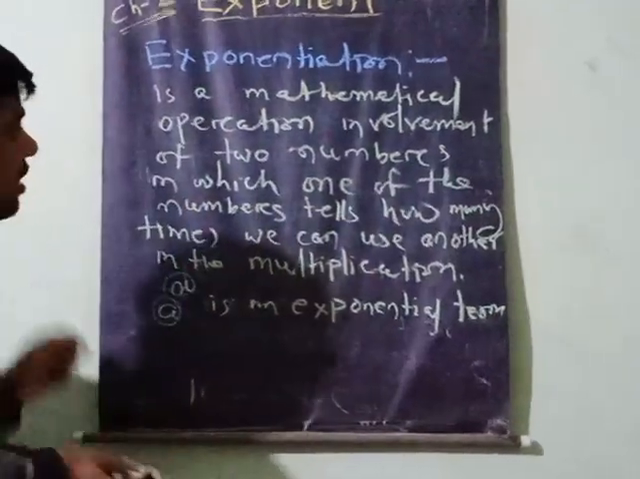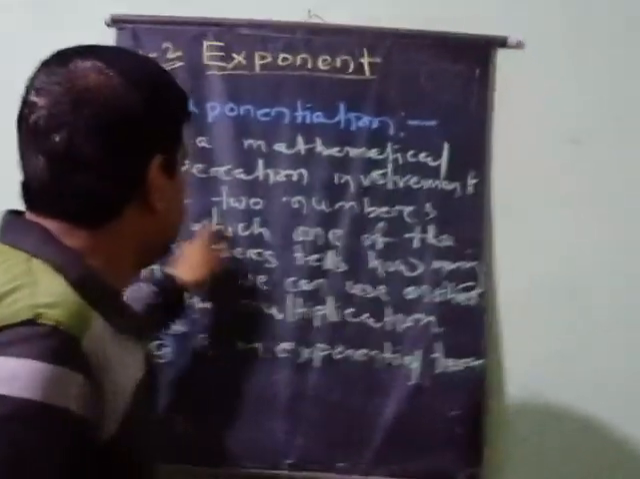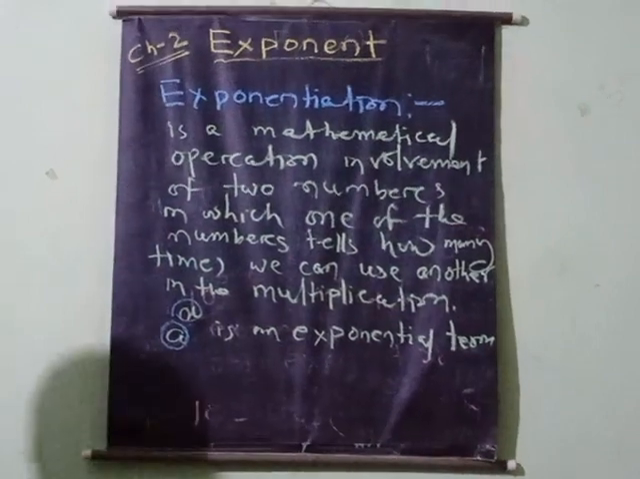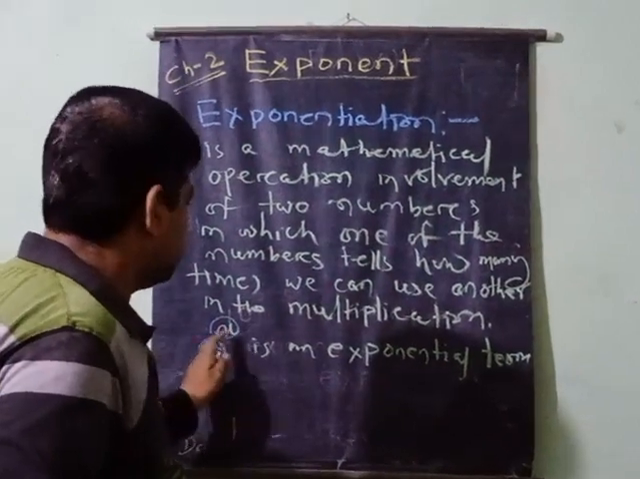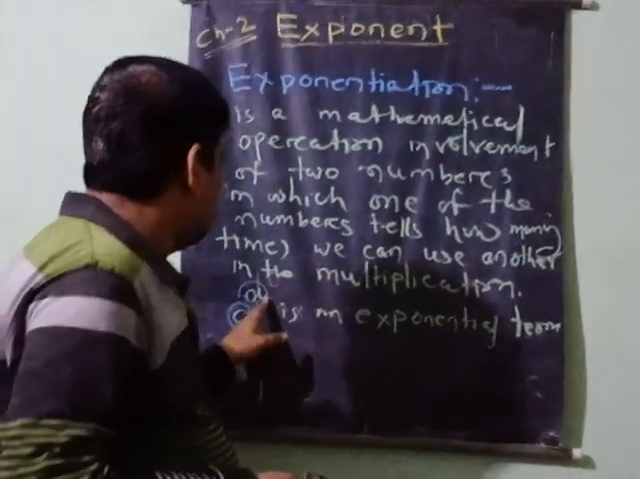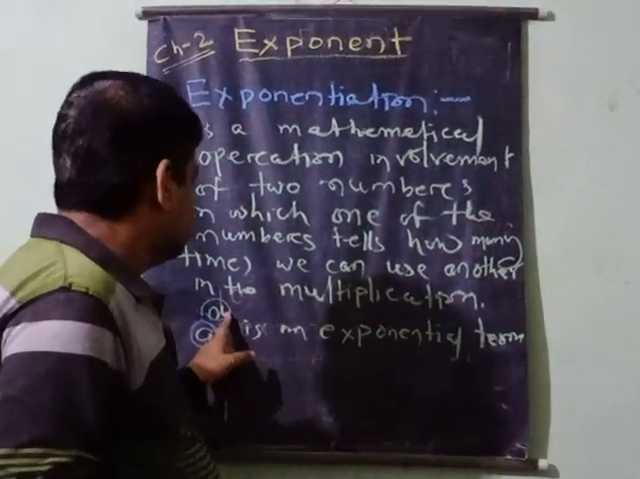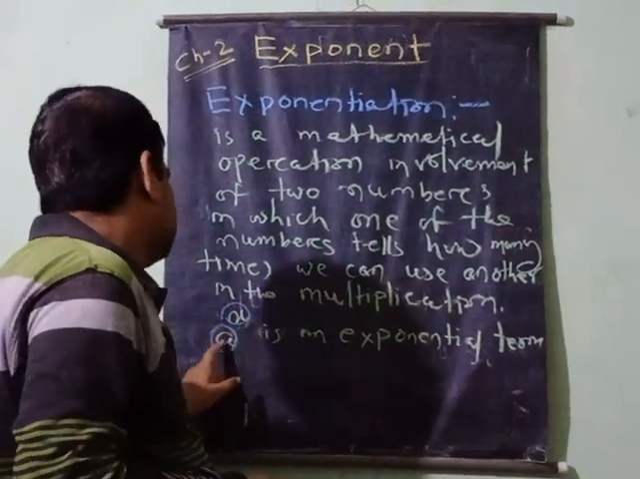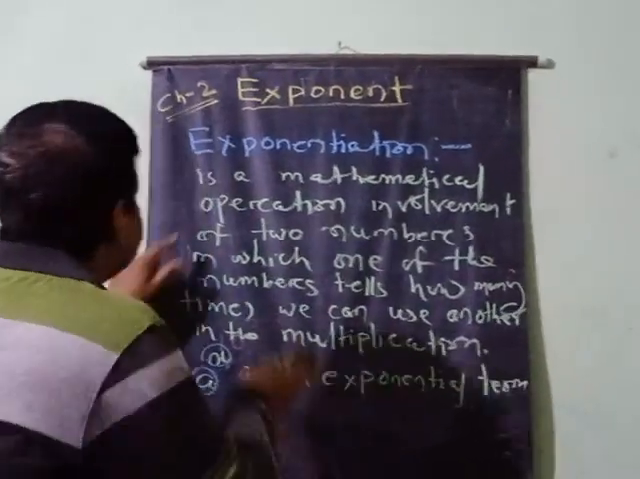Okay. So let us see again, all of you. Exponent is a mathematical operation involving two numbers in which one of the numbers tells how many times we can use another in the process of multiplication. Here in the example, suppose we write a to the power x is an exponential term. So x is equal to what? Power, index, or variable which tells how many times we can multiply the other number, called the base, in the multiplication. Okay.